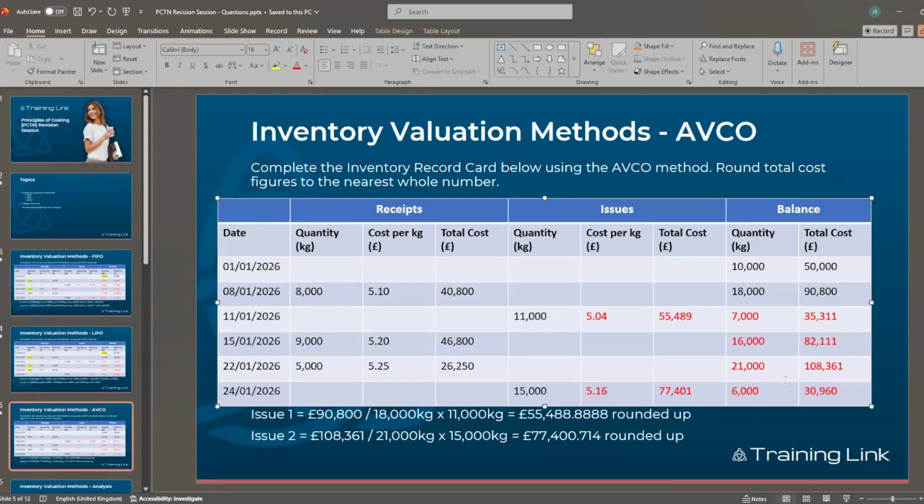So with Avco, you just have to go by the latest balance when you come to each point of issue and just look out for the rounding in there and make sure you round the final total cost at the end and not the per, in this case, kilogram or whatever it is that you're dealing with in another question.